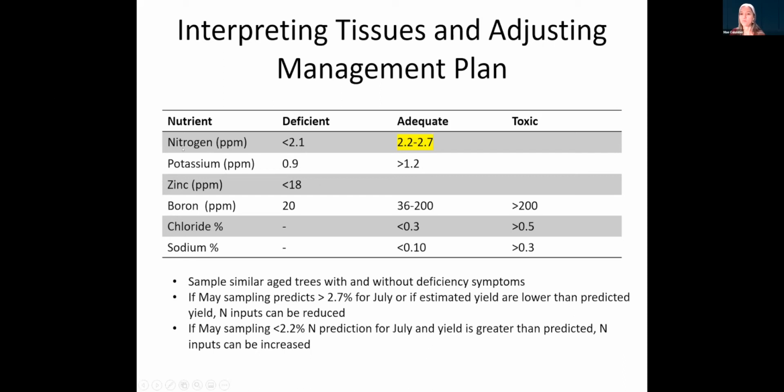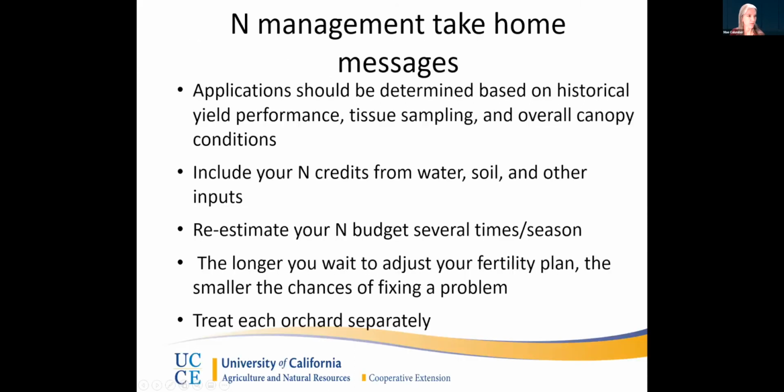And then going forward, we'll be talking a bit more about the deficiency and adequacy ranges for some of these other nutrients. Okay, so take-home messages about nitrogen management. These applications should be determined based on your historical yield performance, what your predictions are for the current season, tissue sampling, and then just overall canopy conditions. You need to include your nitrogen credits from water, soil, and other inputs. And then it's good to re-estimate and evaluate your nitrogen budget several times per season if possible.